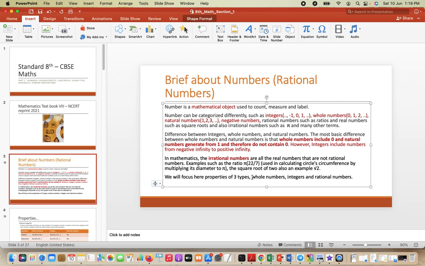And then there is another example, the square root of 2, that is also never ending. So these are a few examples of irrational numbers. There are also some indeterminate numbers, like say 1 by 0, that is indeterminate, that is also in the irrational number category. So what is not rational, that is irrational.